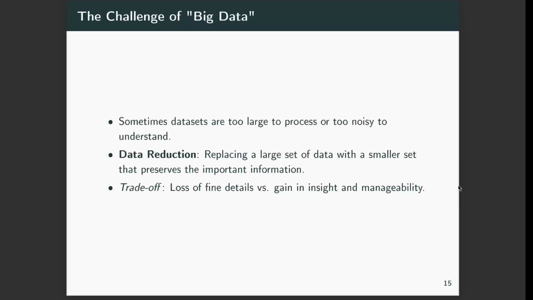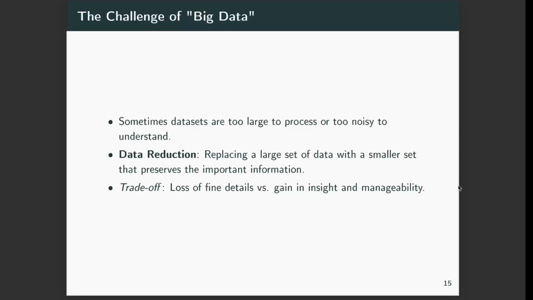Data reduction is the process of replacing this large, unwieldy, sparse dataset with a smaller representation that preserves the important information while discarding the noise and redundancy. There is always a trade-off involved. You lose some fine-grained detail in exchange for computational manageability and conceptual clarity. But here is the key insight that makes data reduction so powerful. Often, the reduced representation is actually more informative than the original data.